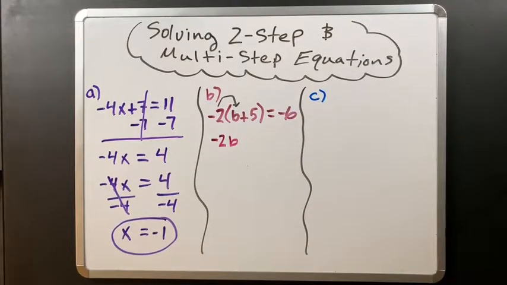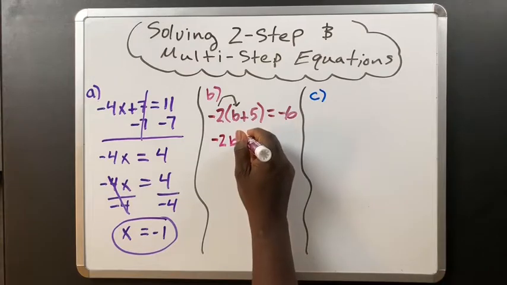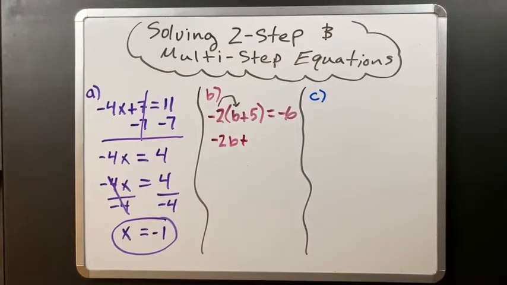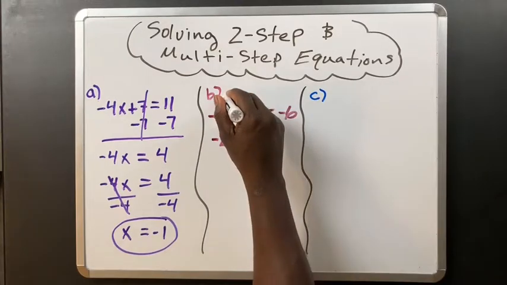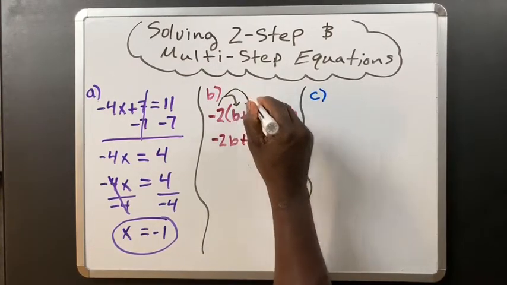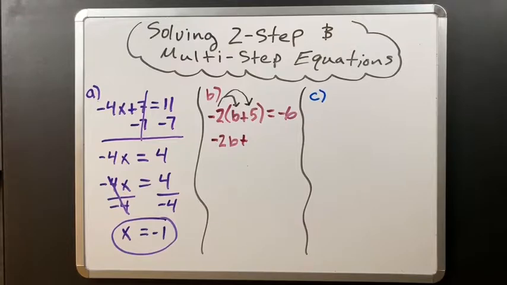Okay, we're going to bring down the plus symbol. Now let's multiply that negative 2 times 5. Negative 2 times 5 is negative 10.